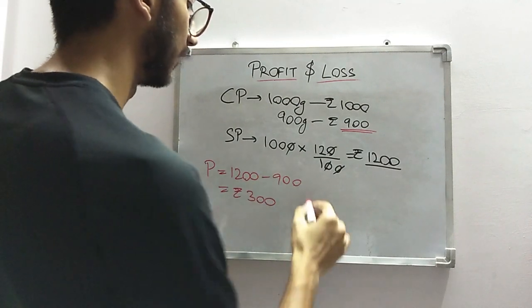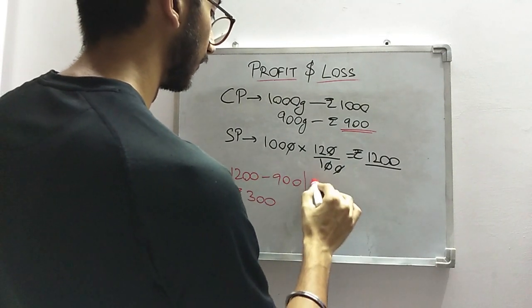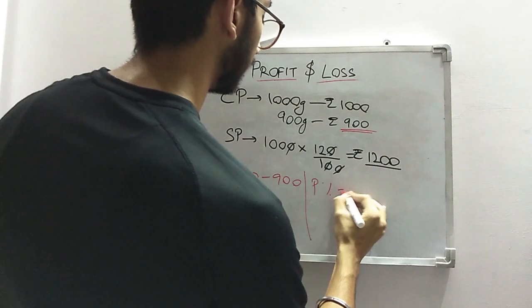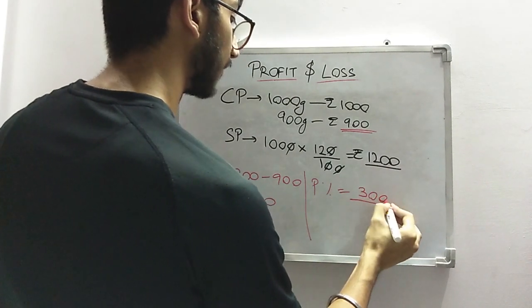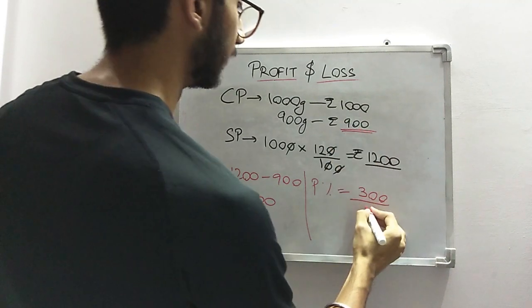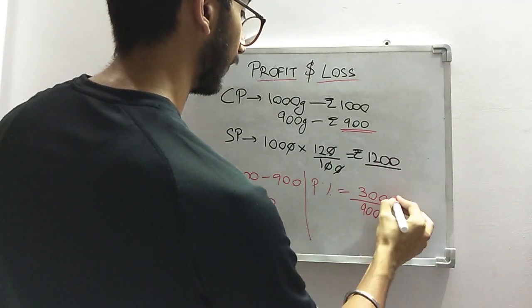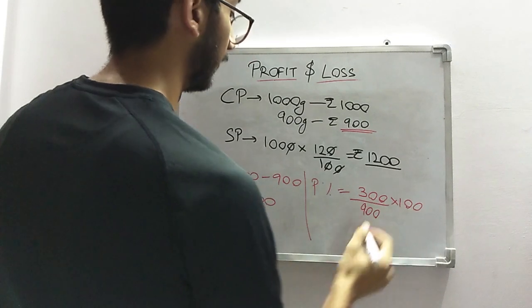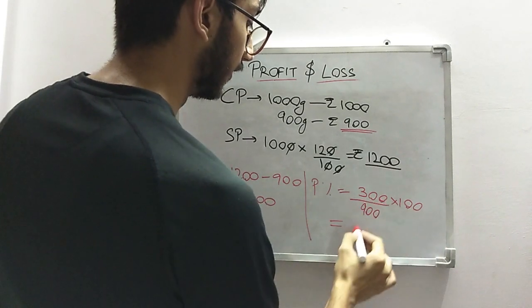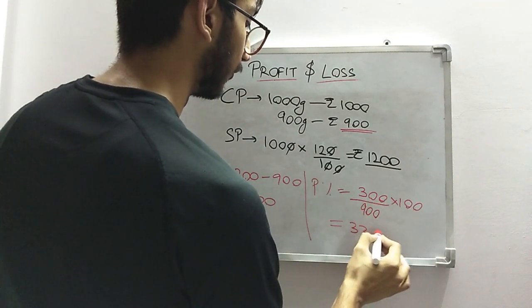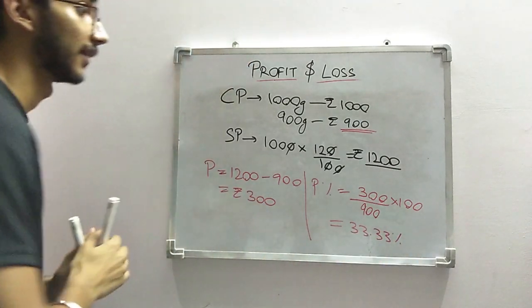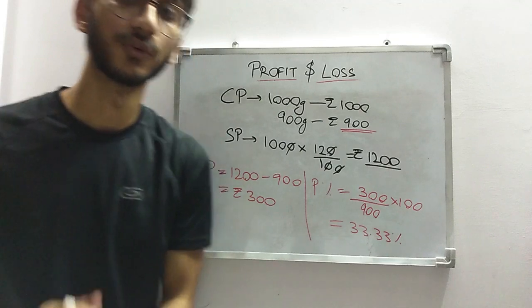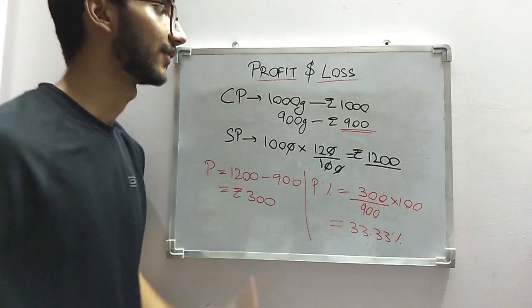Now we have to calculate the profit percentage. So profit percentage comes out to be profit upon the cost price. Cost price is 900 rupees into 100. So that comes out to be 33.33%. So these are all the types of patterns that are most common in the Q&A section of profit and loss.